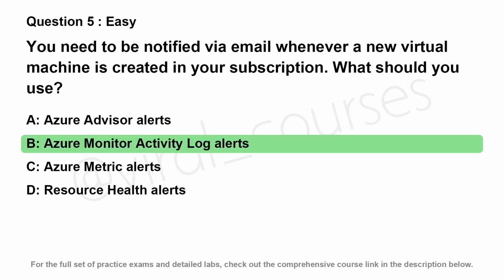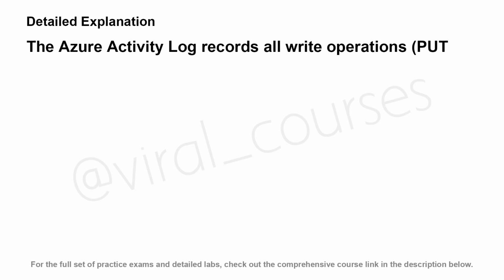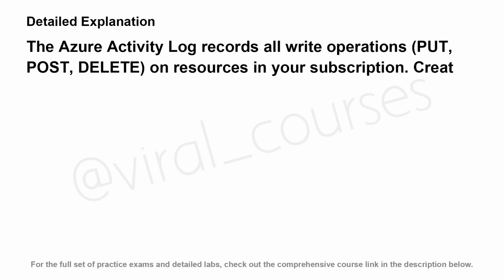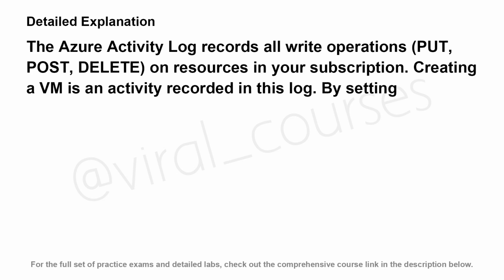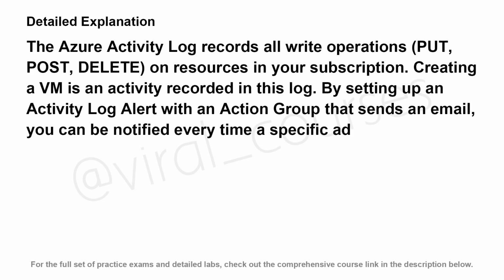The correct answer is B. The Azure Activity Log records all write operations, put, post, delete, on resources in your subscription. Creating a VM is an activity recorded in this log. By setting up an activity log alert with an action group that sends an email, you can be notified every time a specific administrative action occurs.